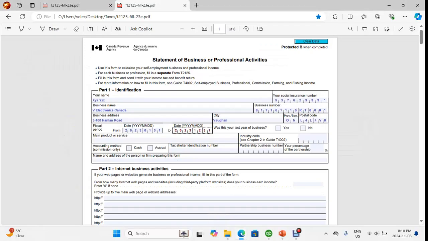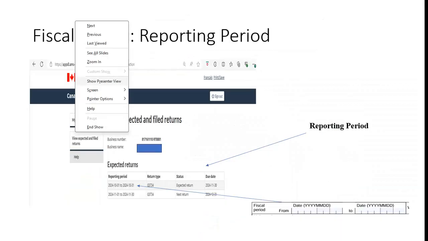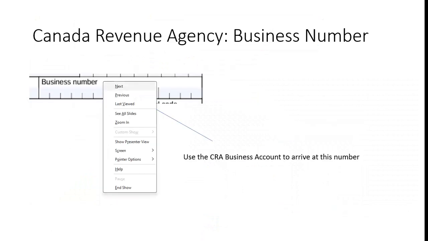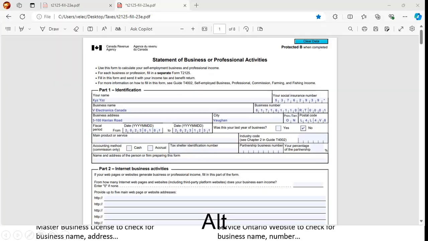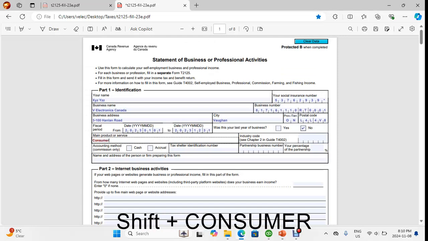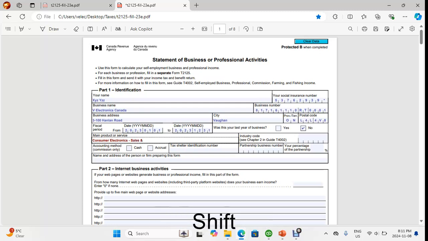Was this your last year of business? Did you declare bankruptcy? Starting next year. So in this case, you will say no. Next is main product or service. This showed up on your master business license, as you might have noticed earlier. Let's say this is consumer electronics, sales and service.